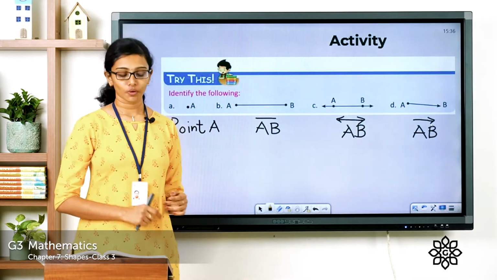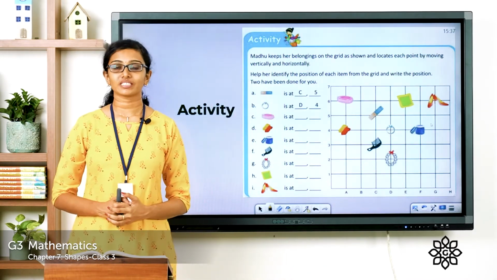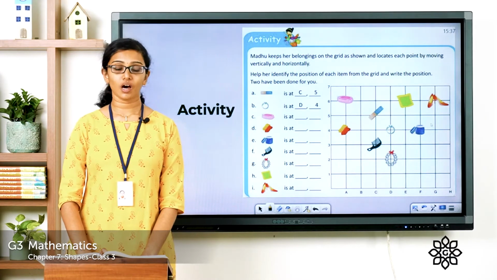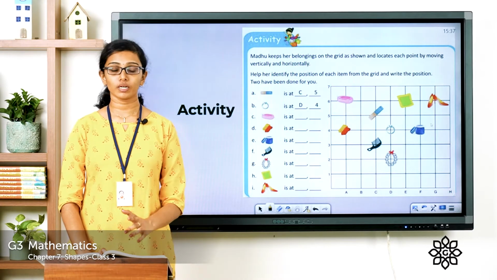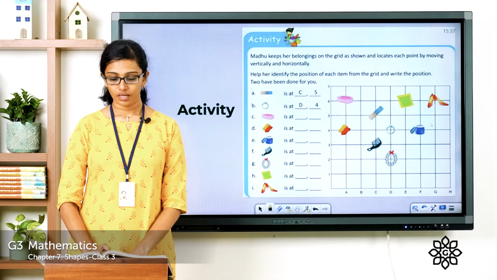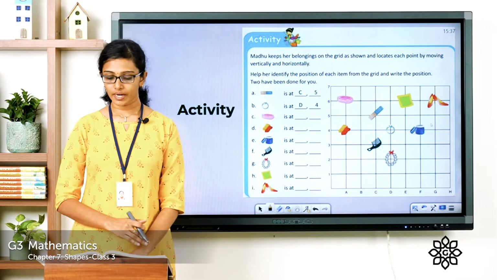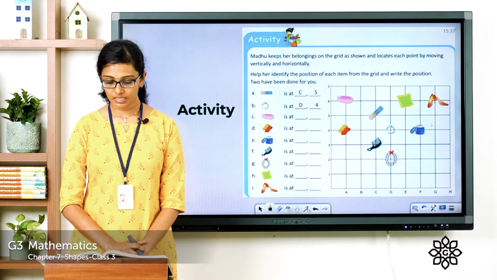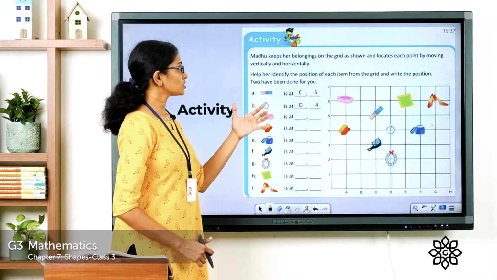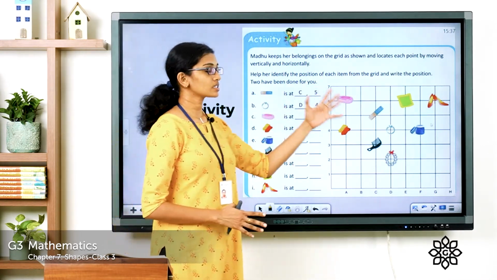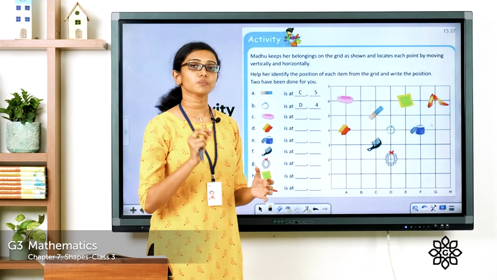Now we'll do one more activity. In the same page you can see this question. Let me read out the question to you. Madhu keeps her belongings on the grid as shown and locates each point by moving vertically and horizontally. Help her identify the position of each item from the grid and write the position. One has been done for you. So here you can see a grid, and Madhu's belongings are kept on this grid, and she has kept them at specific points or specific positions.